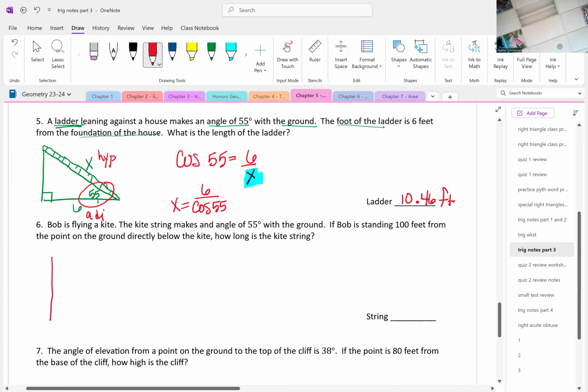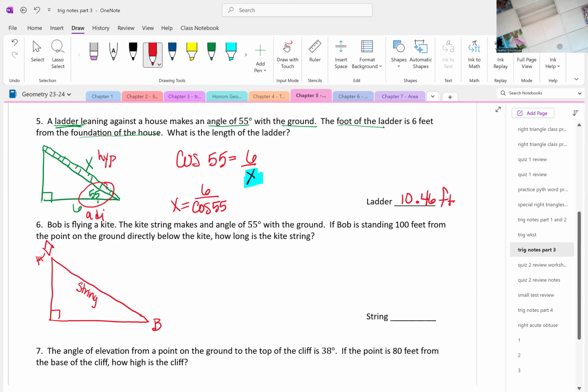Bob's flying a kite. Again, we have to have a right triangle. Well, Bob should be on the ground, so we're going to put Bob here. The kite has got to be up in the air, right? And the kite is attached to a string. Well, your string doesn't always go straight up. Your string actually goes at a slight angle when you're flying a kite. Okay? The kite string, which we just labeled as the hypotenuse, makes an angle of 55 degrees to the ground.